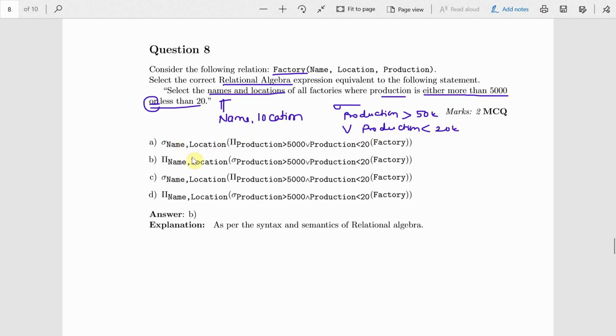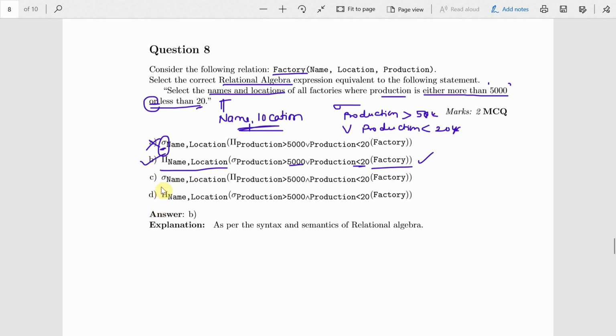Now we'll verify each of the options. Option E is wrong because sigma is used. It should be pi. Option B, pi name comma location. This is matching. And the condition is production greater than 5,000. Sorry, it is 5,000. The question given is 5,000. And production less than 20. Okay, it is not 20,000. Okay, 20 in the question. It is from factory. So syntactically it is perfectly right. So the answer is option B.